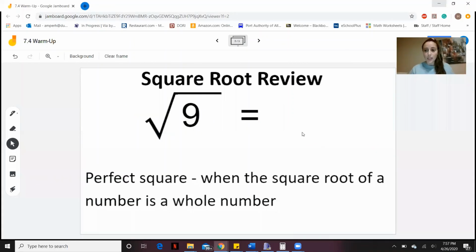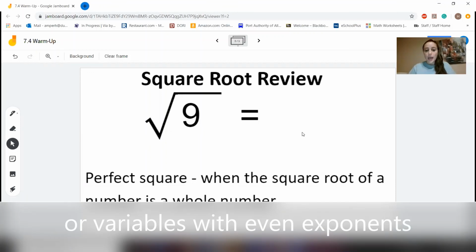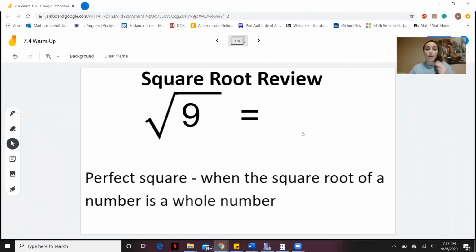But that's pretty much it. Just knowing that perfect squares are whole numbers, we can really easily memorize those or use a calculator to give us the whole number answer. But when they're not perfect squares, we have to simplify them in another way, and we'll see that in the next video.